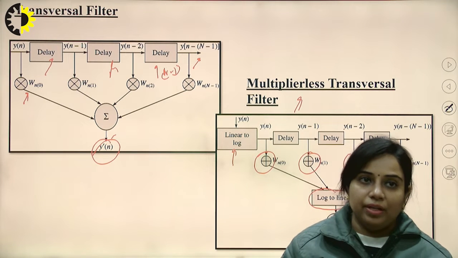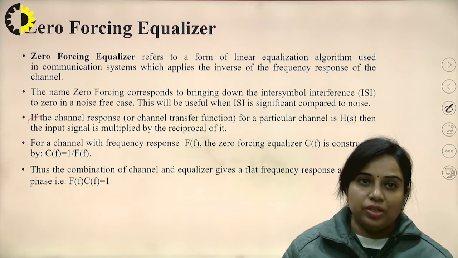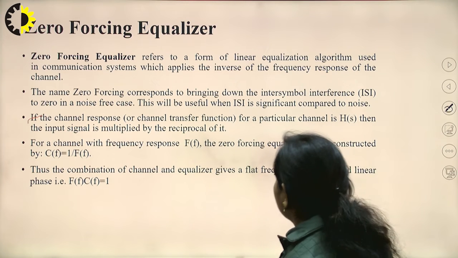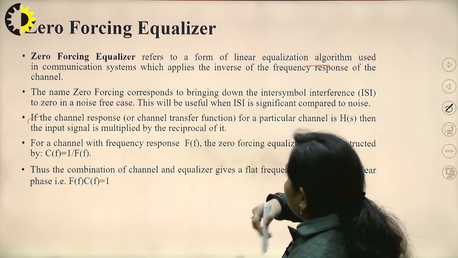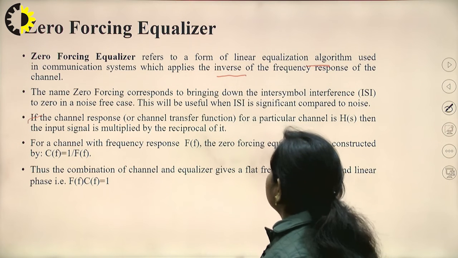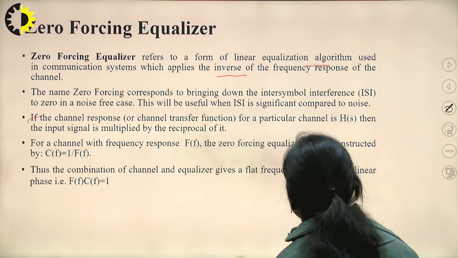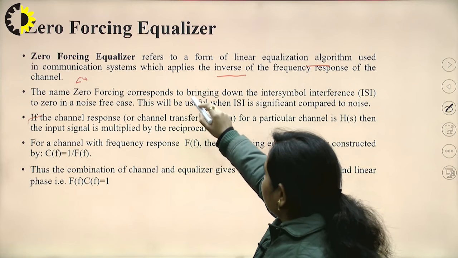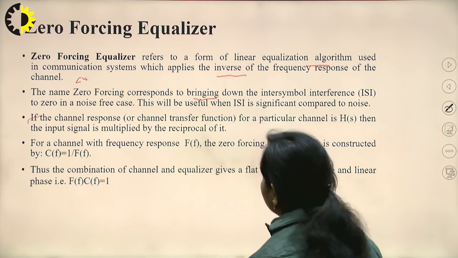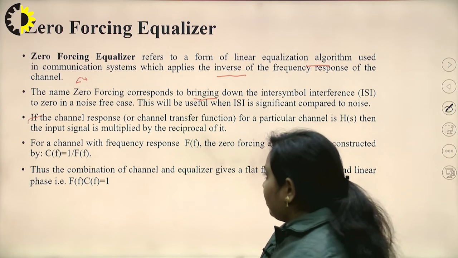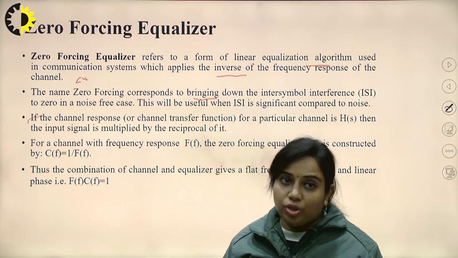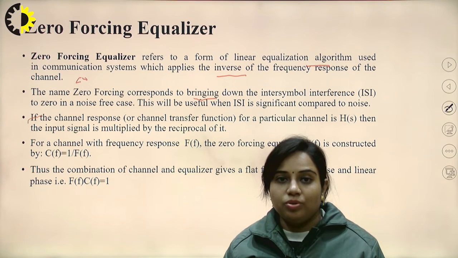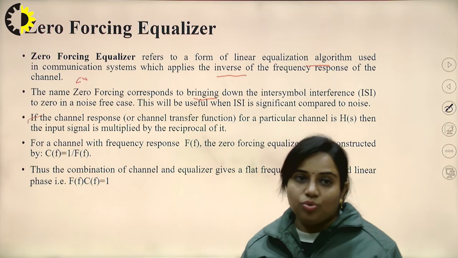Now next one is the zero forcing equalizer, that is also an example of equalizer technique. In this case, it refers to a form of linear equalization algorithm that is used in communication systems which applies the inverse of the frequency response of the channel. The name of zero forcing corresponds to bringing down the intersymbol interference to 0 in a noise free case. So zero forcing equalizer is basically used to reduce the ISI, although all the equalizers are used to reduce the ISI, but here it has to be reduced to 0.